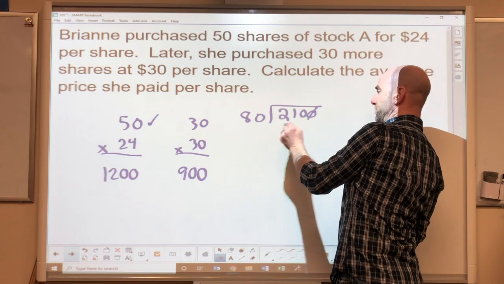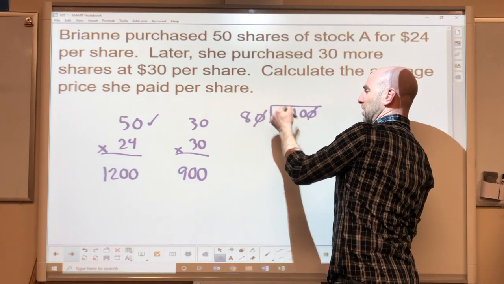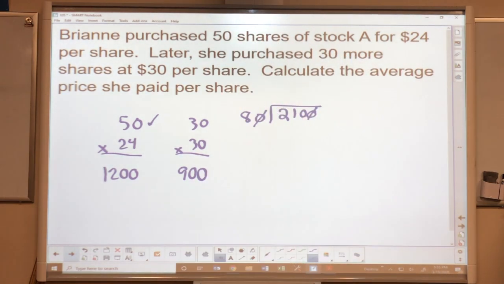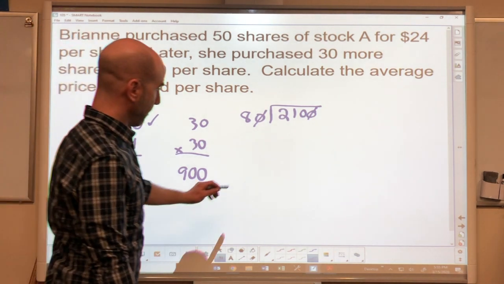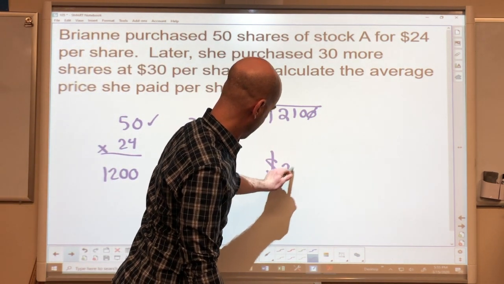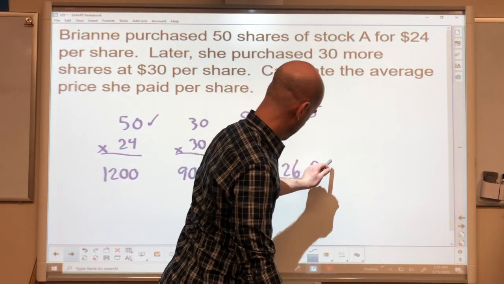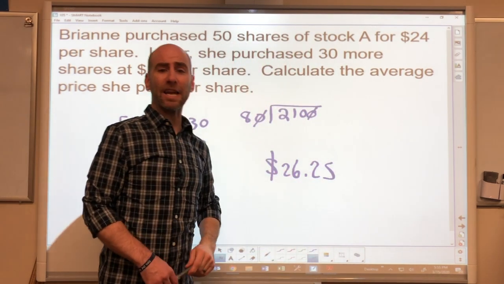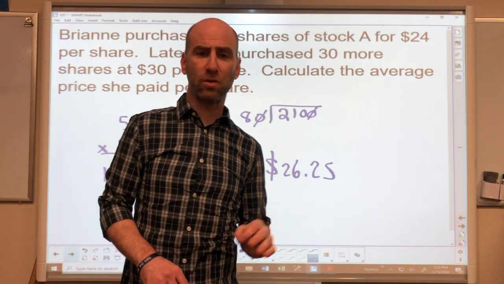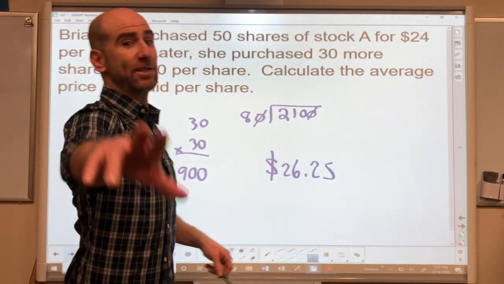Chop the zeros, and then go through the math there to find your answer. So Brienne paid an average of $26.25 per share. You guys are doing good.